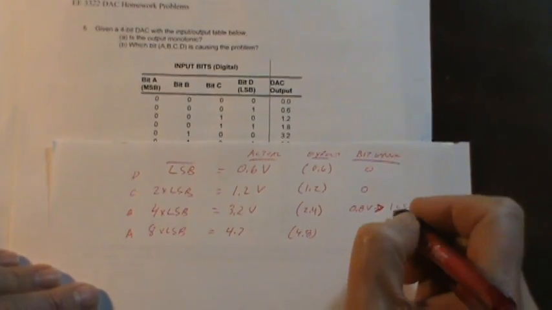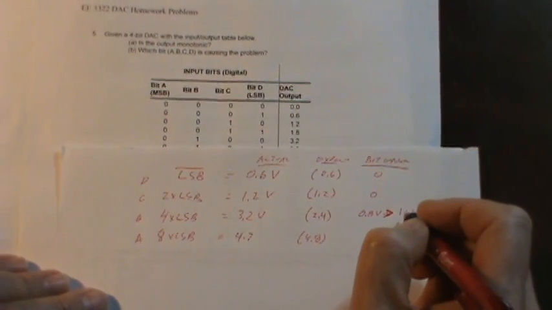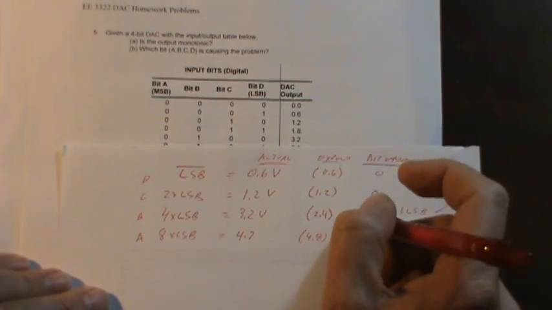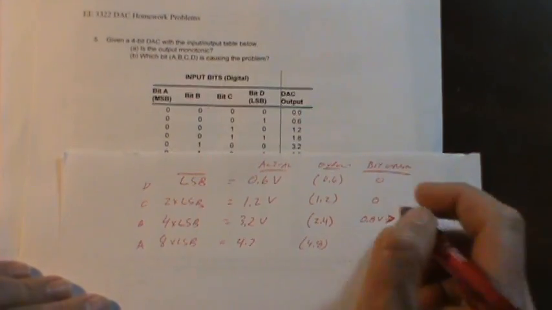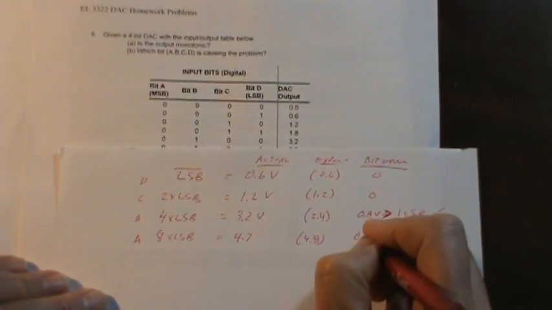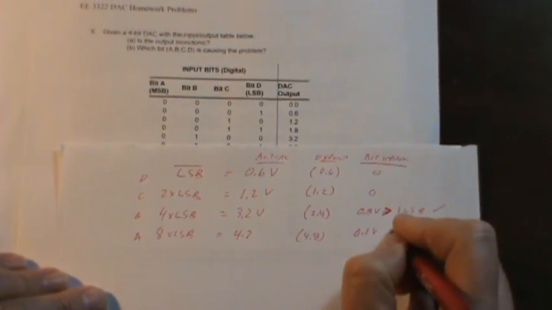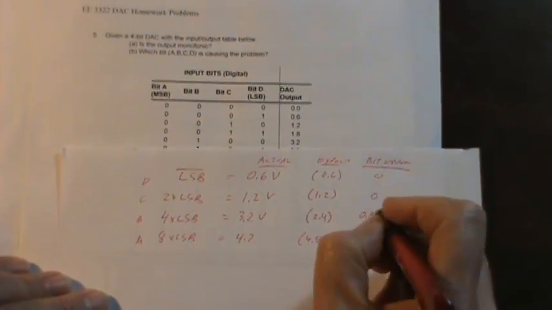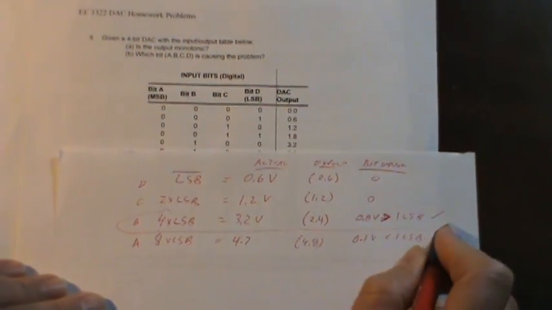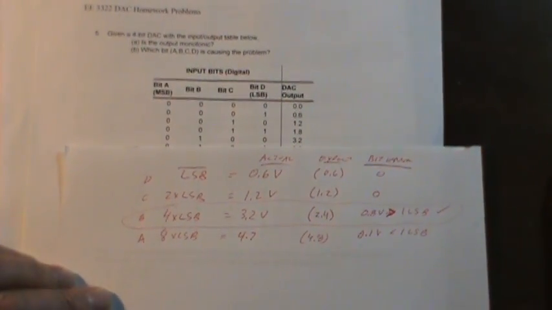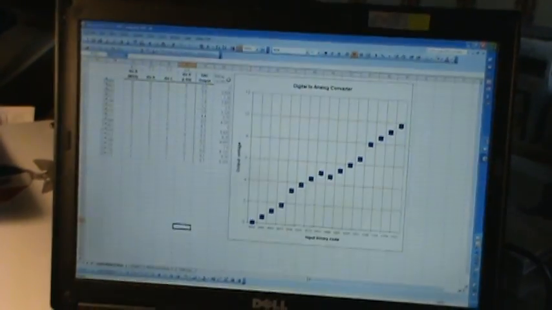I think I said in class at one point if it was greater than 1/2 LSB, but it should be, if it's greater than 1 LSB, you will definitely have a non-monotonic output. Then we get back to here and we expect 4.8, we get 4.7, that's 0.1 volt, and it's less than 1 LSB. So this bit B, the second most significant bit, is actually the one that's causing us the problem. And that's why we see it show up in this plot.